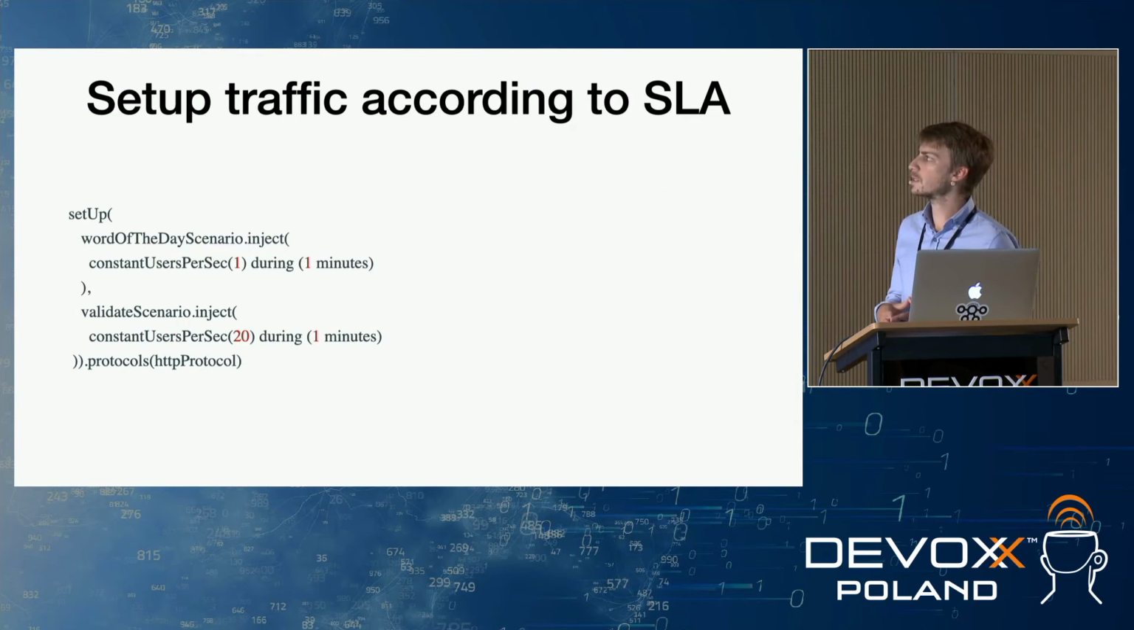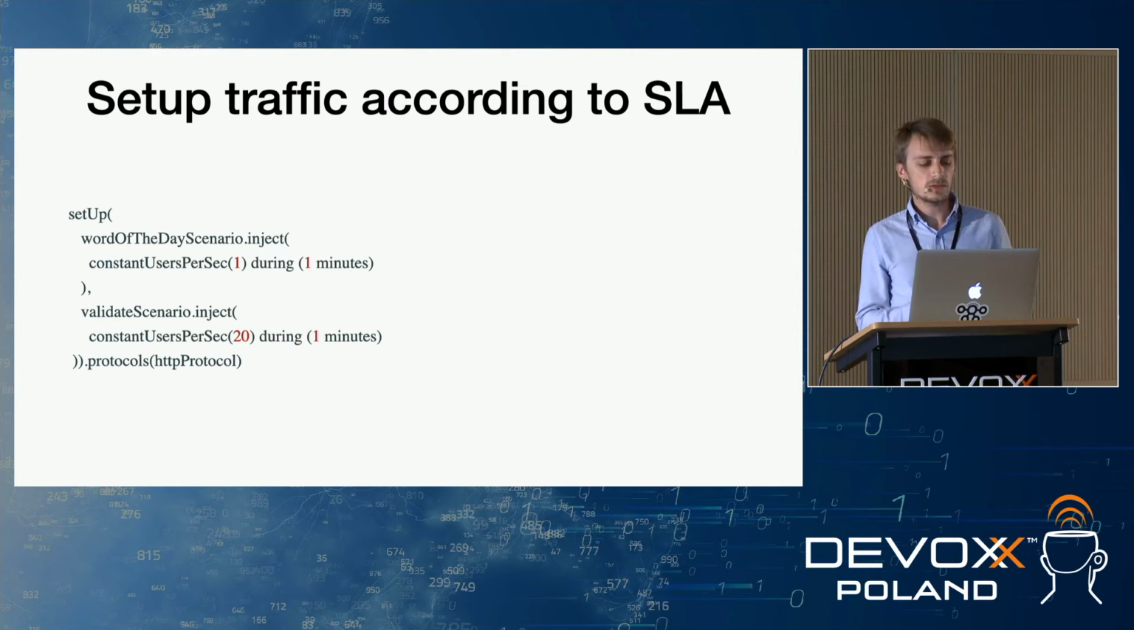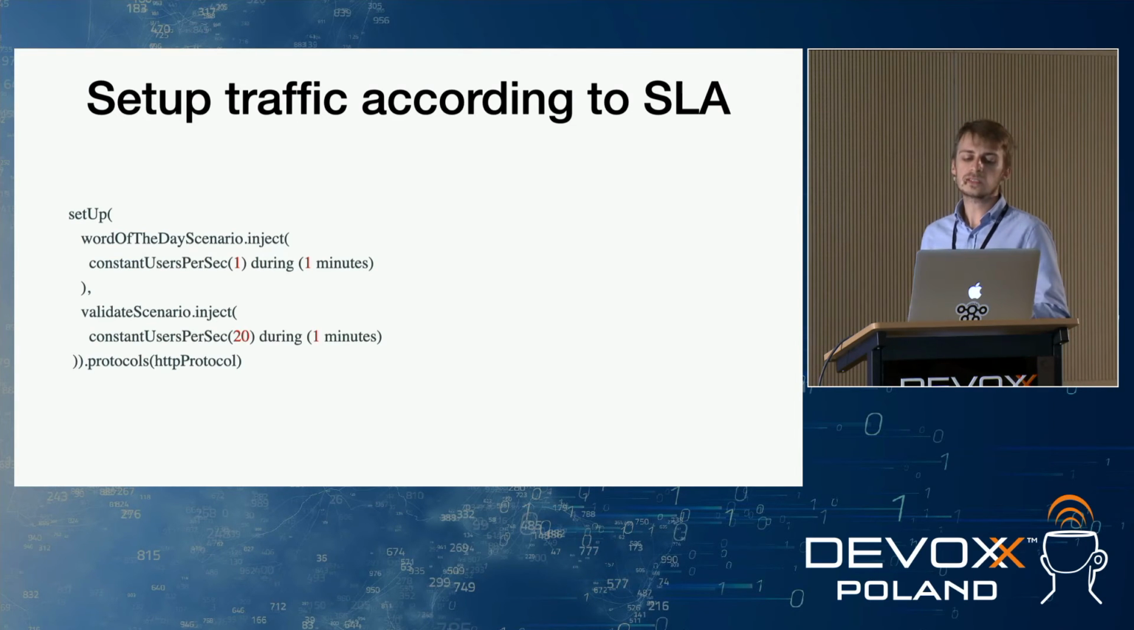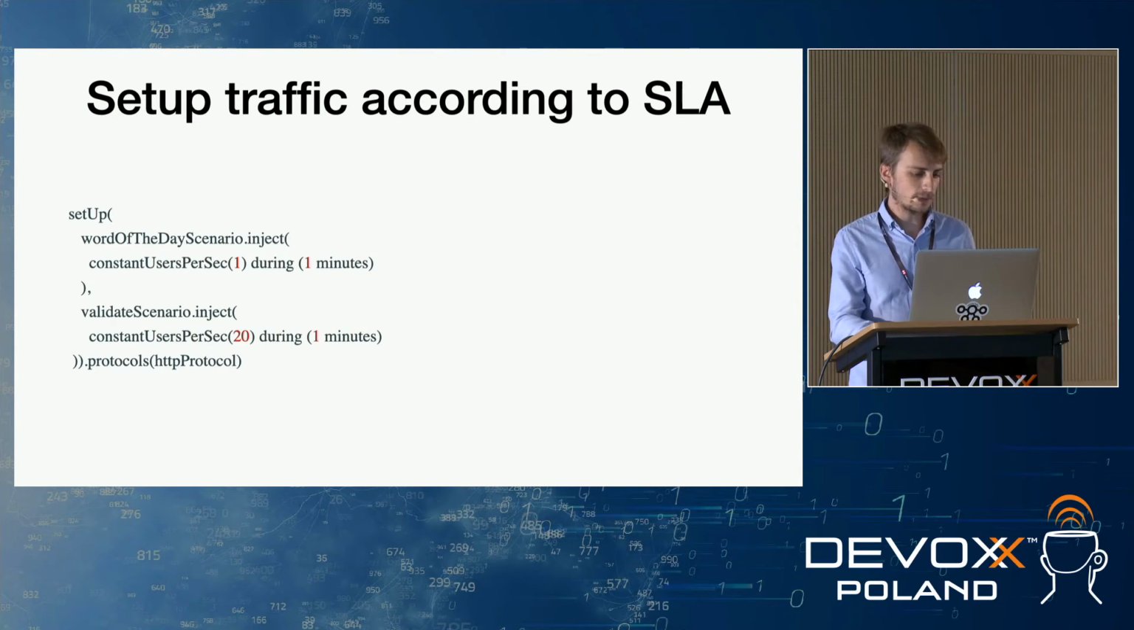And we need to do a setup of the traffic according to the SLA that we defined. So once we have defined scenarios, we should inject them into the execution engine and specify the expected traffic. The first scenario is executing 1 request per second, as we remember. The validate scenario, responsible for 95% of the clients' requests, is executing 20 requests per second. Yeah, we can run this. Also, you can do it yourself when I share the code. But let's take a look at the example results.